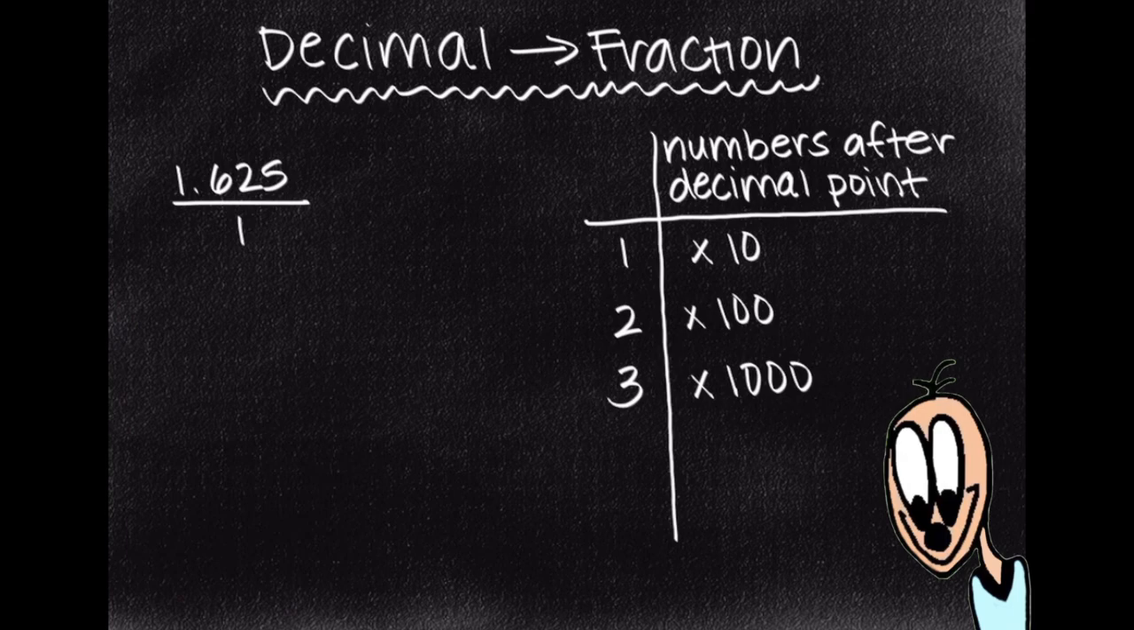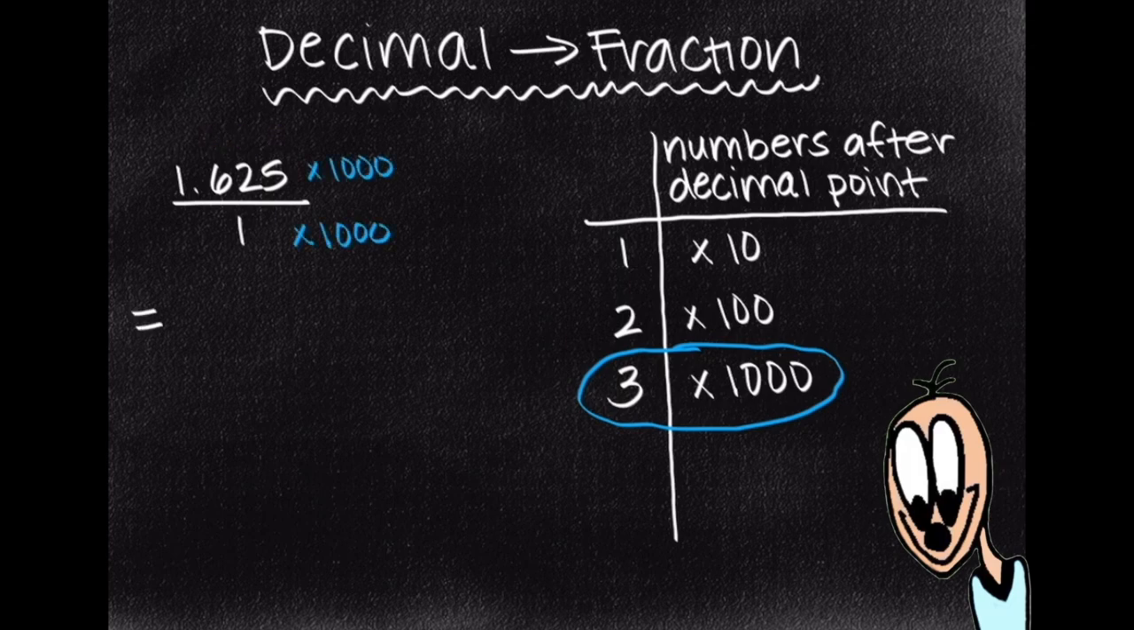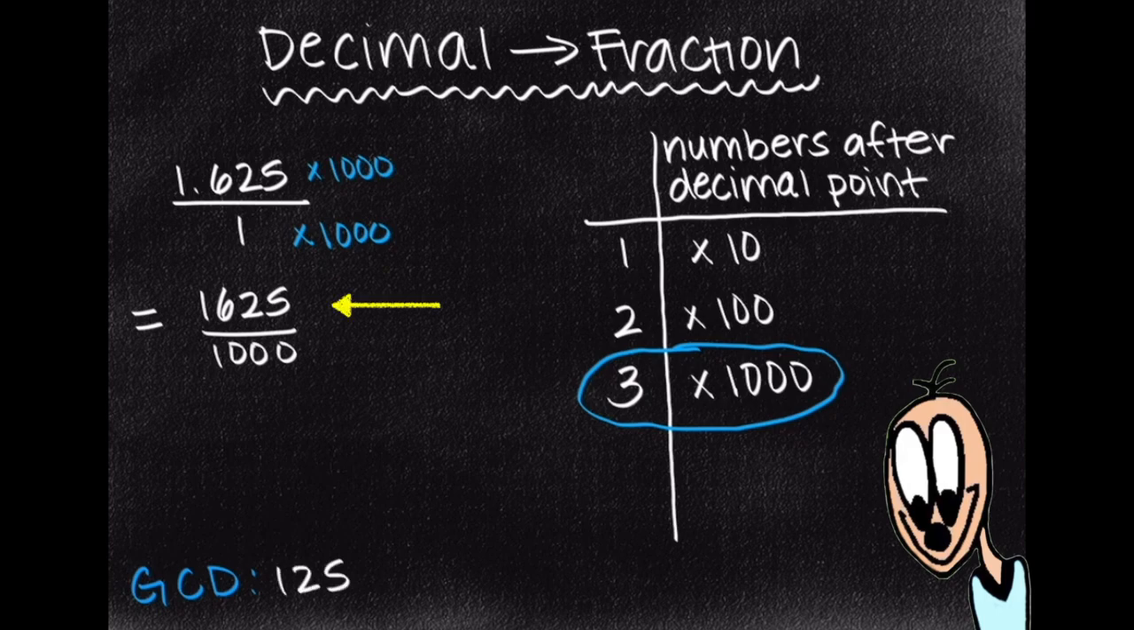And if we look at 1.625, we can see that there are three numbers after the decimal point, so we are going to multiply the numerator and denominator by 1000. And that will give us 1,625 over 1,000. And again, we could leave it like this, but let's go ahead and simplify it by finding the greatest common divisor between 1,625 and 1,000. So that happens to be 125. So now we're going to divide the numerator and denominator by 125, and that will give us 13 over 8.